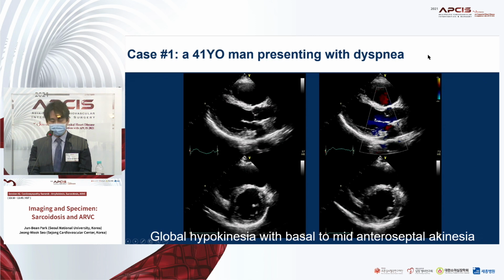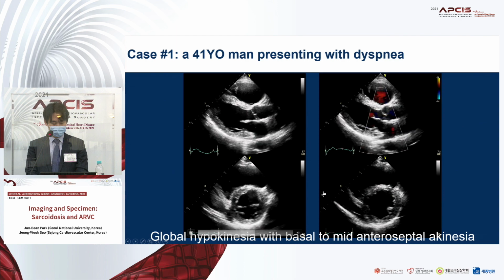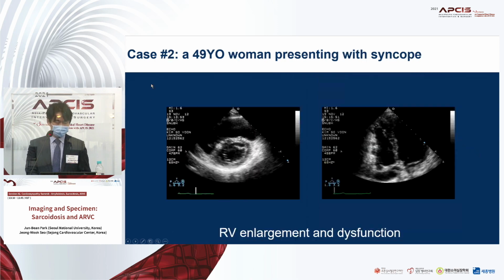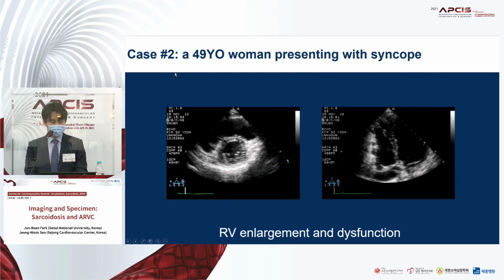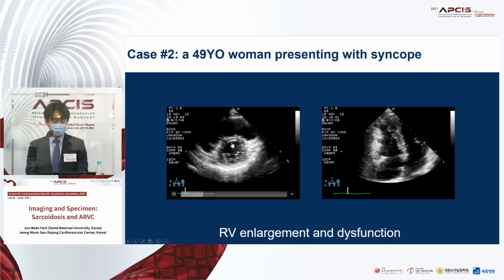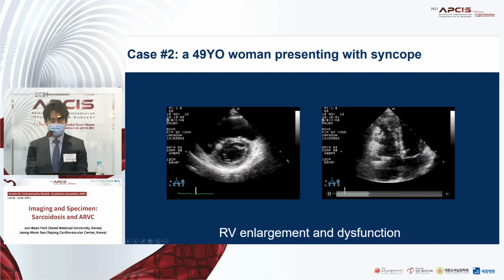Okay, I would like to begin by introducing two cases. The first case is a 41-year-old gentleman whose chief complaint was dyspnea. As you can see, his echocardiograph shows global hypokinesia with basal to mid-anteroseptal akinesia and thinning. And this is the second case, a 49-year-old woman presenting with syncope. Her echocardiograph shows normal RV cavity size and systolic function, but enlarged RV and depressed RV systolic function was noted.